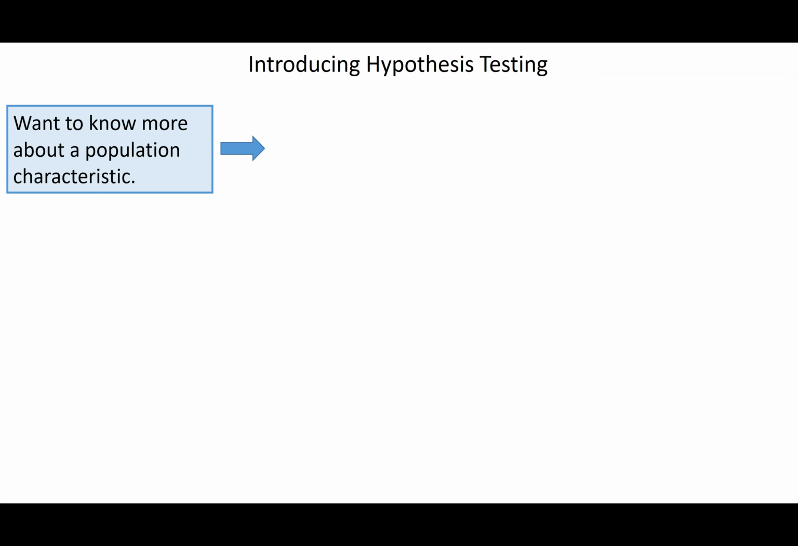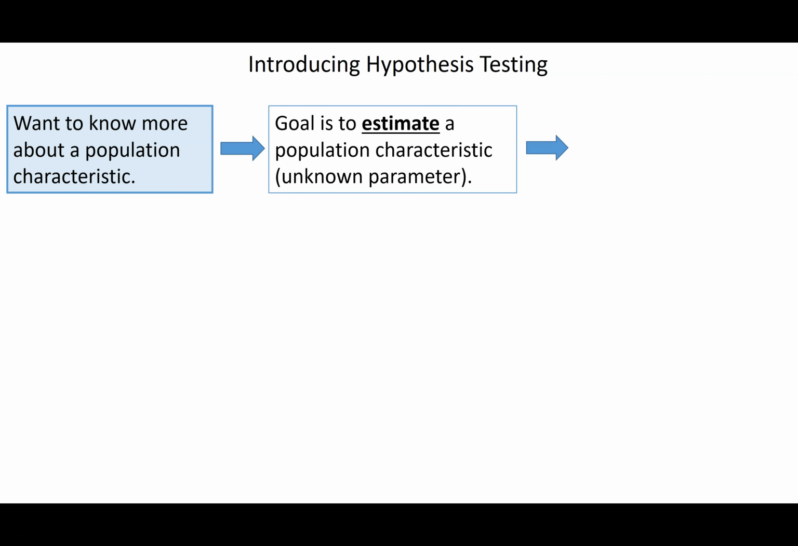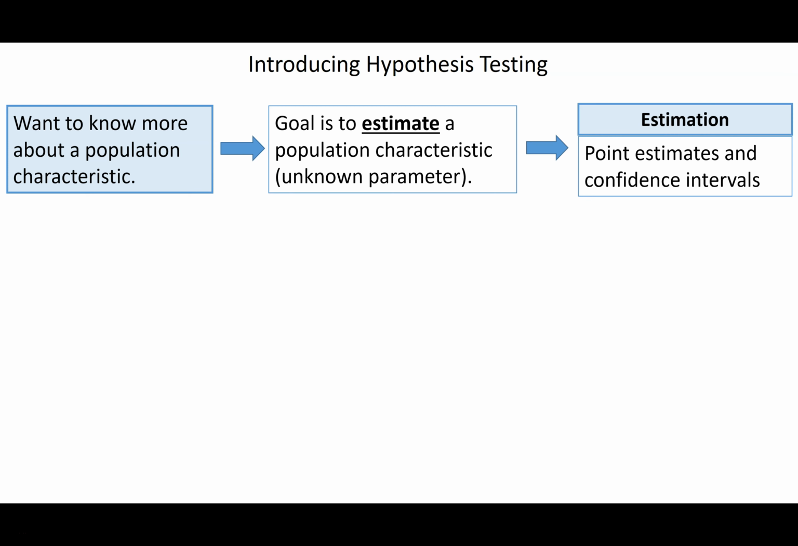In the previous lessons, we wanted to know more about a parameter value. Like, hey, what is the mean OSU student tuition cost for spring 2020? So your goal is to estimate the value of this parameter. It's an estimation problem, and we're going to use point estimates and interval estimates, or confidence intervals.